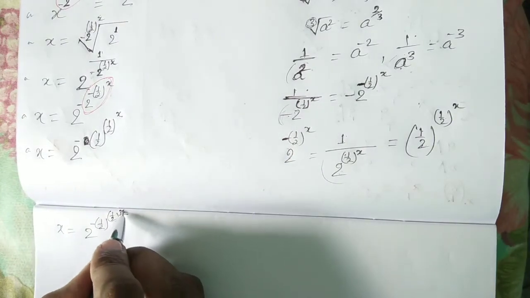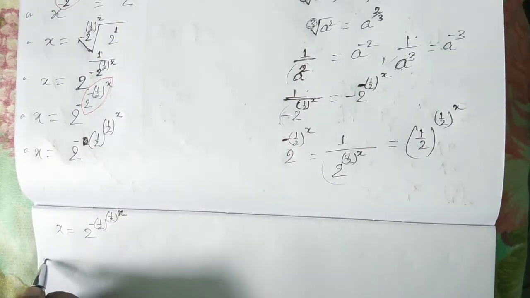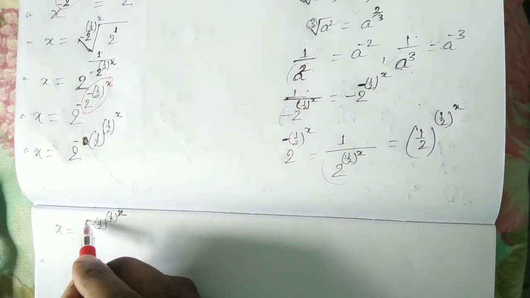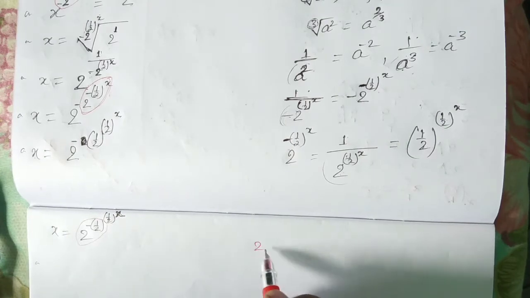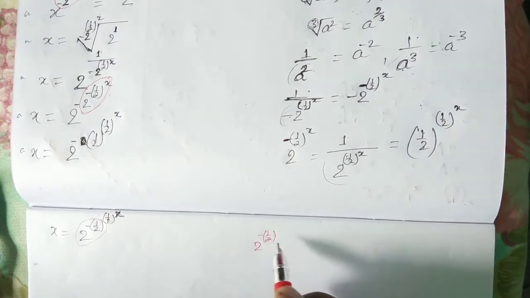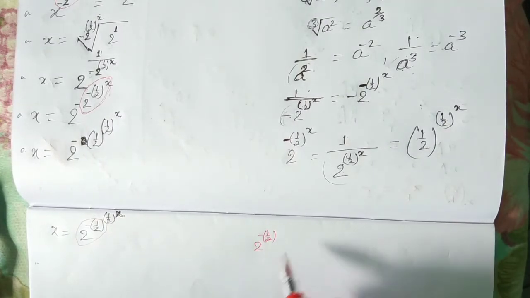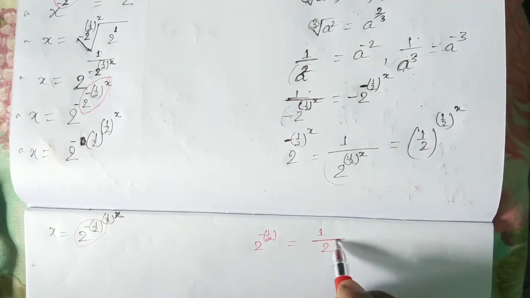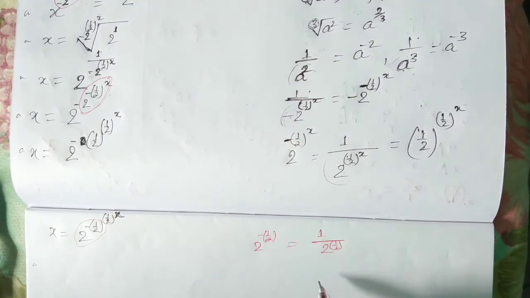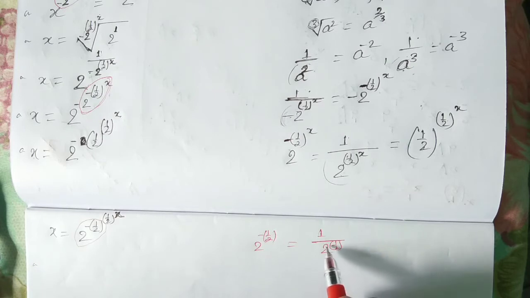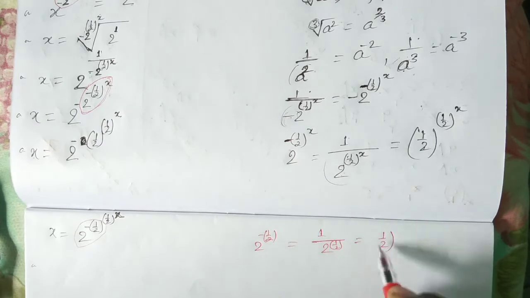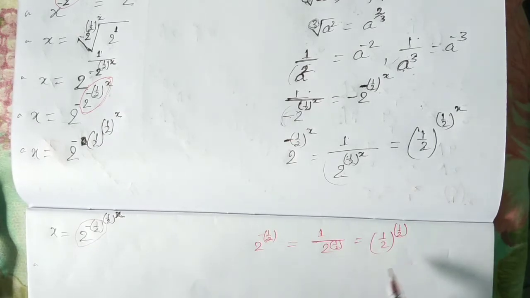Now I am going to take this much. Suppose we have 2 to the power minus 1 by 2, then this can be written as 1 by 2 power 1 by 2, and this can also be written as 1 by 2 whole power 1 by 2.